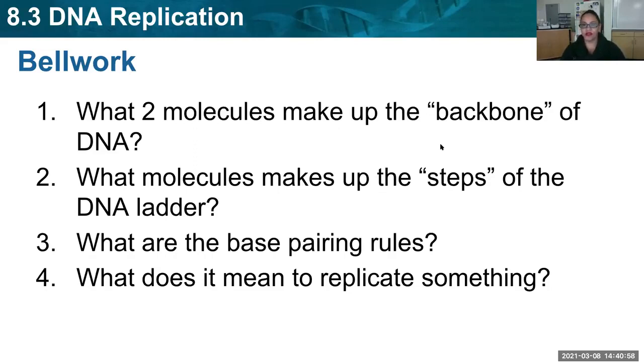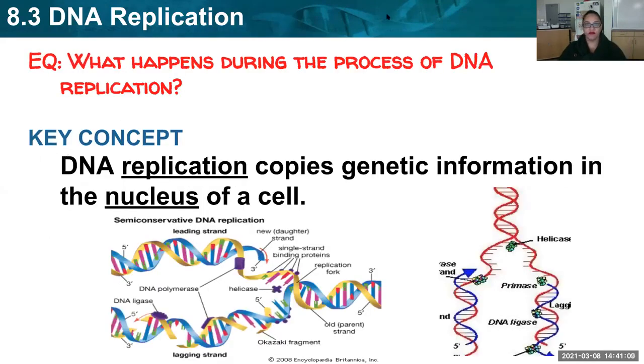What's another word for replicate? Good, Desiree, yep, make a copy. So this section is about DNA replication using those base pairing rules. So essential question, what happens during the process of DNA replication? DNA replication copies genetic information in the nucleus of a cell.